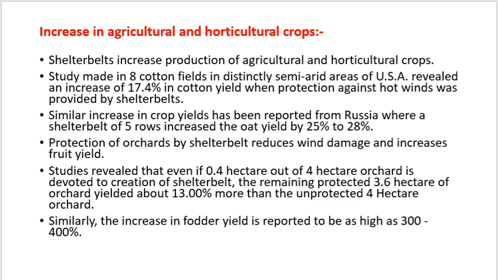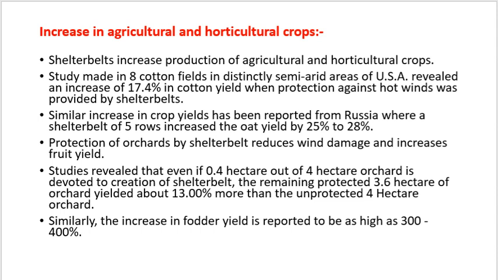Increase in agricultural and horticultural crops. Shelter belts increase the production of agricultural and horticultural crops. A study made in 8 cotton fields in semi-arid areas of USA revealed an increase of 17.4% in cotton yield when protection against hot wind was provided by shelter belts. A similar increase in crop yield has been reported from Russia, where a shelter belt of 5 rows increased the wheat yield by 25 to 28%.